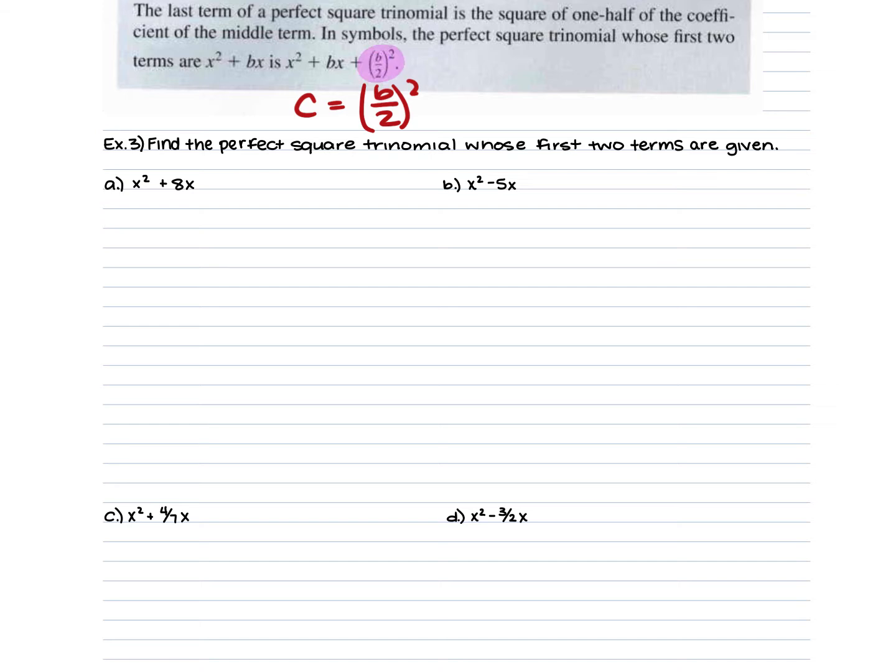Same thing that you have here. So, in order to find this, first identify b. b is the term that's in front of x, not x squared, just x. Once you find that, divide it by 2 and square it. Whatever that number is, that is your new c term, and you'll add that to the binomial that's given to you.